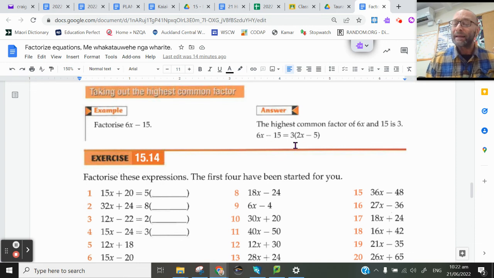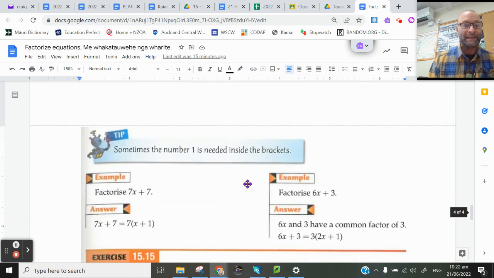And you can check if your factorizing is correct by simply expanding the brackets. So the brackets we know meant multiply. Everything inside the brackets was multiplied by what's before the brackets. So 3 times 2x gives us 6x, and 3 times negative 5 is negative 15. Okay, so now you're ready for exercises 15.14.